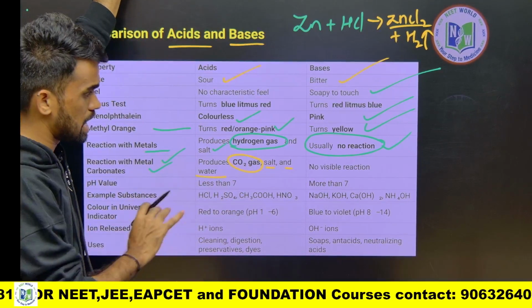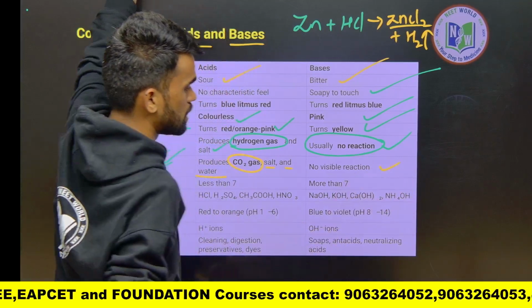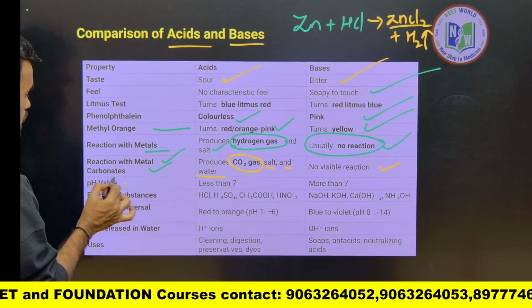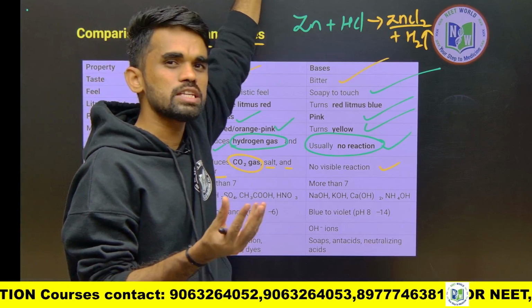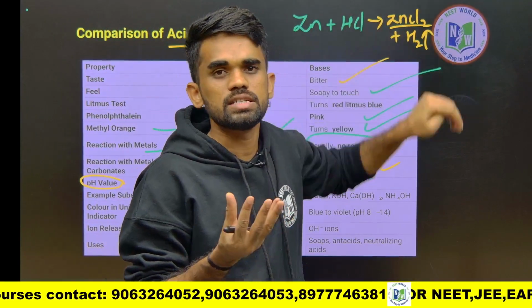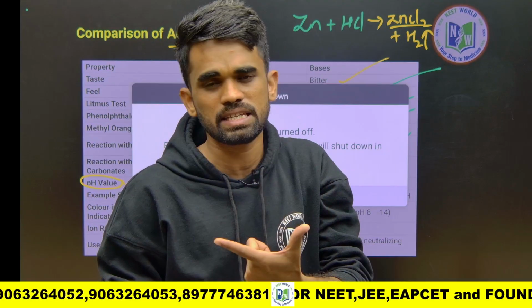Yes, we discussed this in the last session also. And for bases, no visible reaction. Okay, so now the pH value. So what is this pH? There is a scale to express the strength or concentration of acids, and we call it the pH scale.